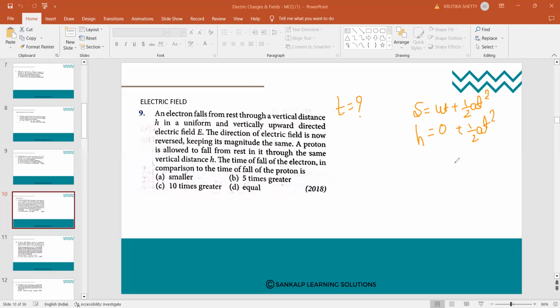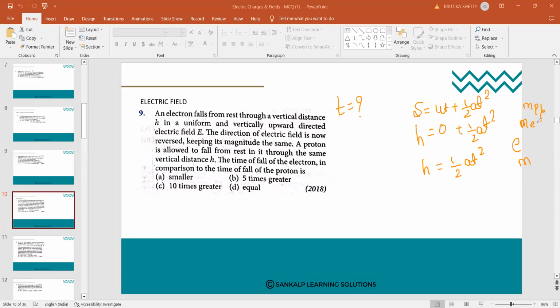So what is my equation? h is equal to 1 by 2 at square. But what do we need here? We need the relation of time with mass. Because here, we know the mass of the electron and we know the mass of the proton. So mass of electron and mass of proton, I can write it as me, mp.